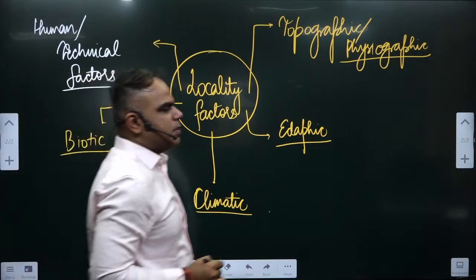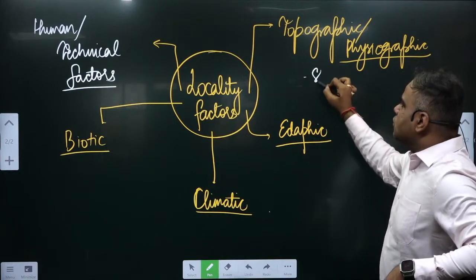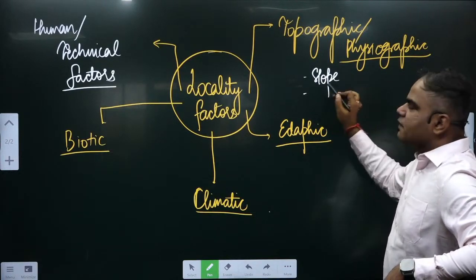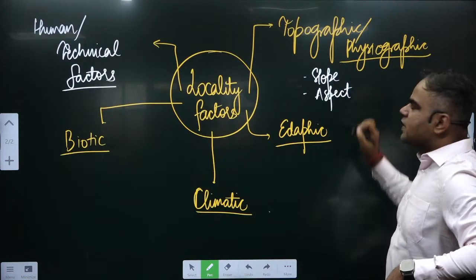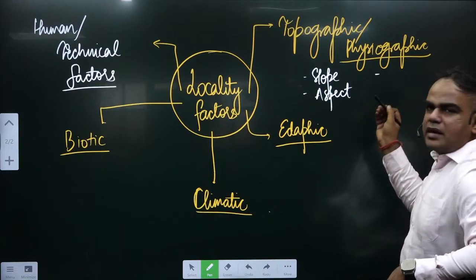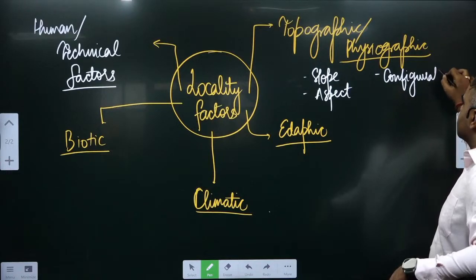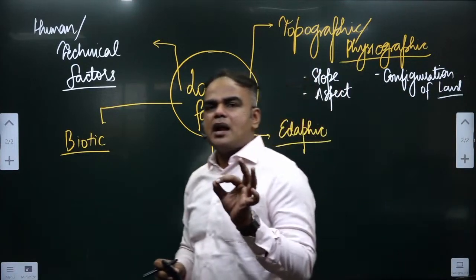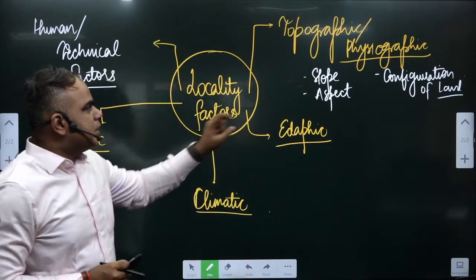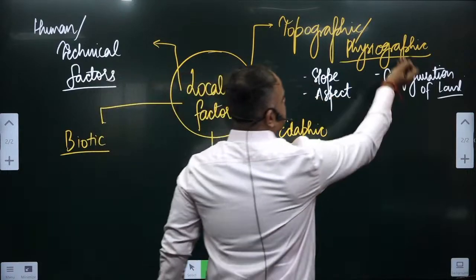And again, recapping from the previous class, we can talk about the topographic factors, right? How the slope influences the vegetation, how the aspect influences the vegetation, plus other related aspects, the configuration of land. By the way, we'll also have a discussion on this part. How does configuration of a land affect the vegetation? Because this is again a subtopic that we do in topographic.